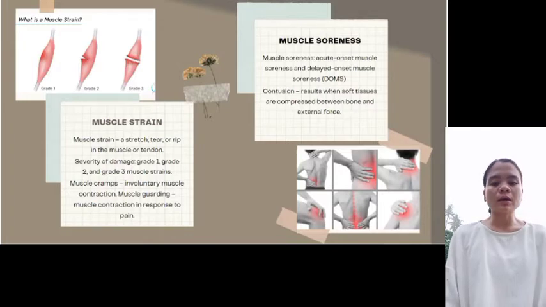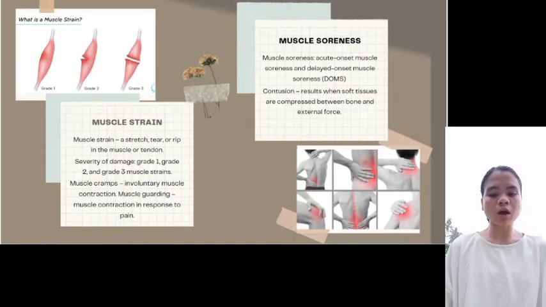Grade 1 is still mild, grade 2 is somewhat torn, and grade 3 is fully torn, where you really feel the pain. Then muscle cramps: involuntary muscle contraction, muscle guarding, muscle contraction in response to pain. A muscle cramp is an uncontrollable pain in the muscle, and usually you cannot anticipate it because your muscles cramp suddenly.